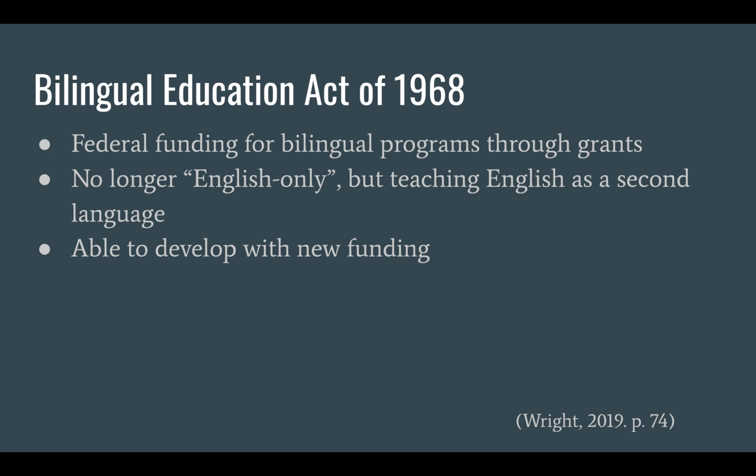bilingual education for students. Lawmakers had argued for this act with the reasoning that education in the United States should no longer be English only, but should teach English to language minority students as a second language. When this act came into play, bilingual education was truly able to develop with its new funding.